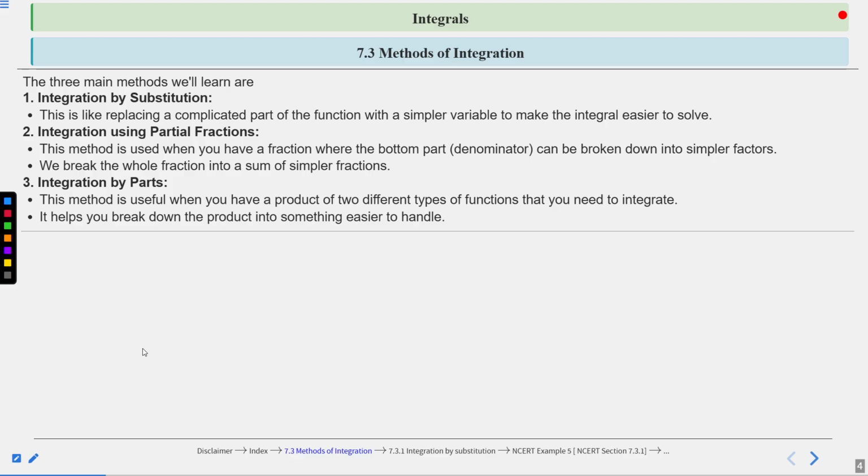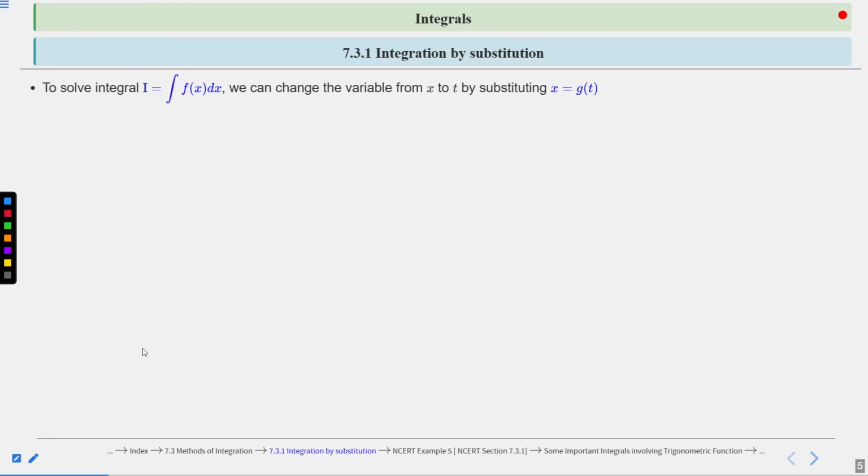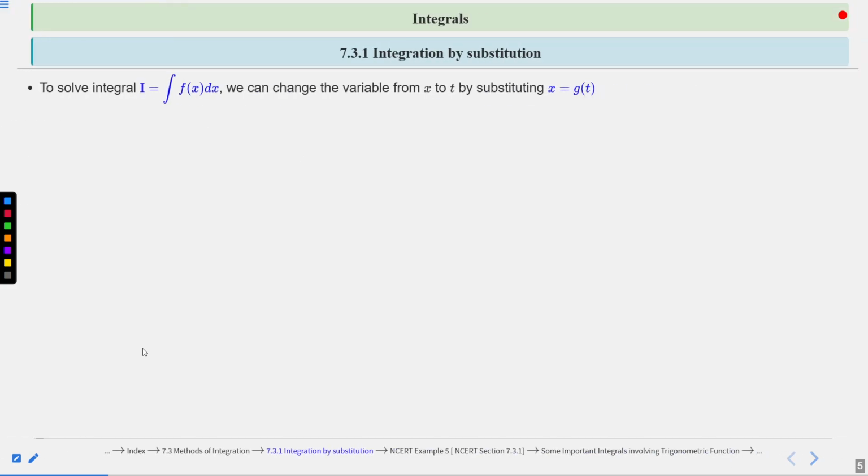Okay, now let's see first, integration by substitution, NCERT section 7.3.1. Let's discuss now.